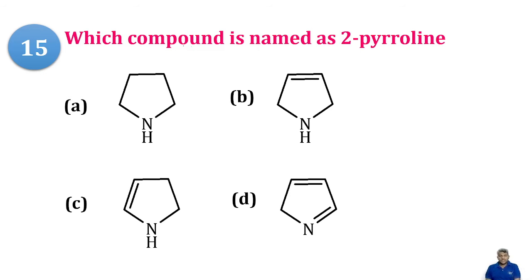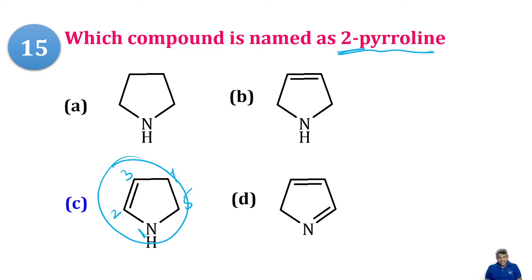So this question is for you. Which compound is known as 2-pyrroline? As I discussed earlier in many reference sessions, 2-pyrroline is the compound having the double bond at the second position. There is only a single option like that. This is the first atom of the ring, and this is the second carbon, third carbon, fourth carbon, and fifth carbon. So 2-pyrroline means there is a double bond at the second position, and this is the only option in which you can see the double bond at the second position.